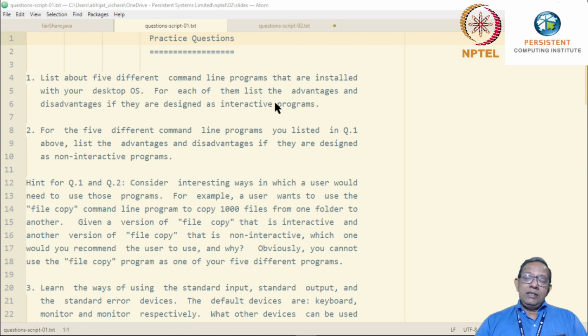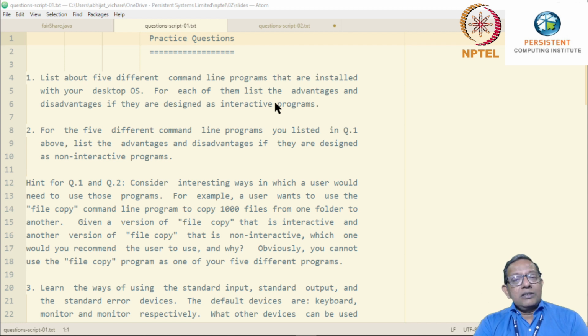The second question is along the same lines as the first question, except that it considers the issue of non-interactivity. If those same commands that you have listed in question 1 behave non-interactively, then what would be the advantages or disadvantages? These questions are meant to get you thinking about aspects of program design.